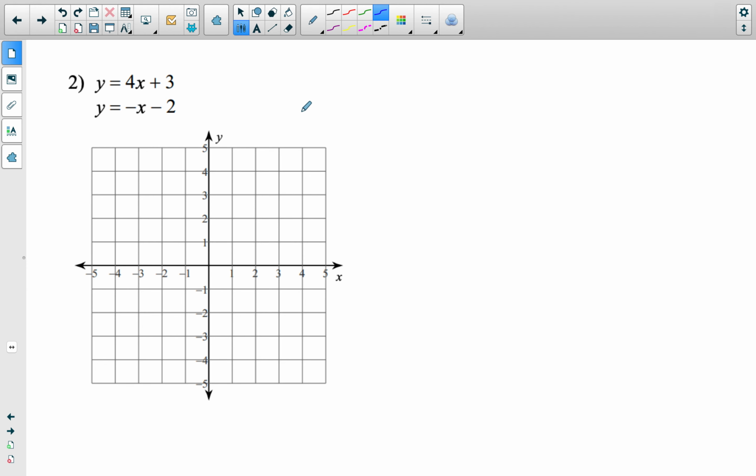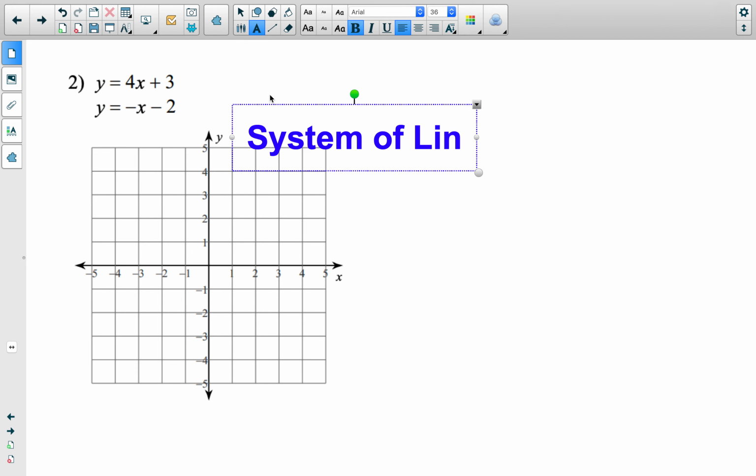The second page of the packet gets a little complicated. It looks a little different than we've ever seen before. But we're just going to use everything that we know about graphing equations in slope-intercept form to put 2 equations on one coordinate plane. So if you look here, we have 2 equations. We have y equals 4x plus 3 and y equals -x minus 2. This is called a system of equations. A system of linear equations, if we want to be more exact, because these are both linear.